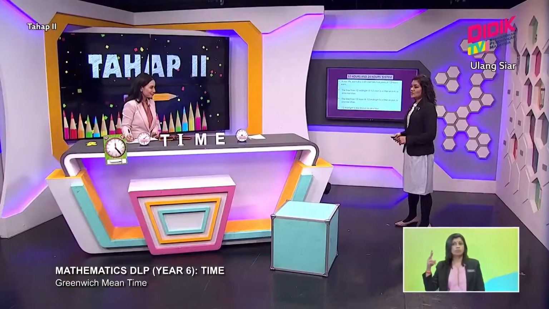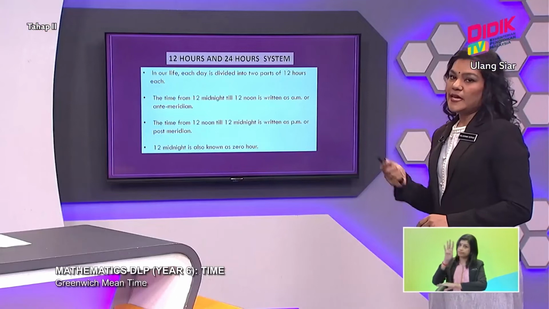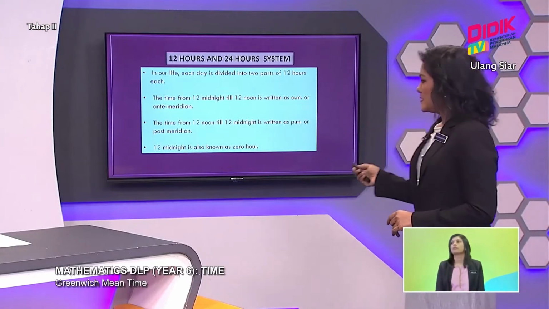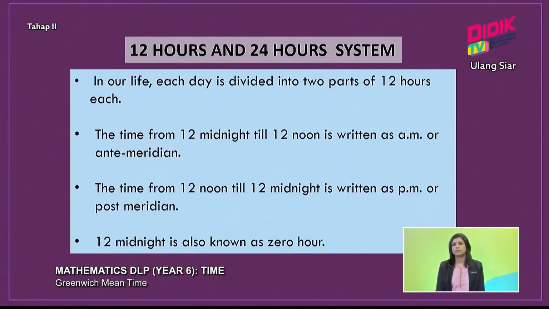Right, teacher? Yes, because in one day we have 24 hours. Okay, as you said, you are right, AM. AM is anti-meridian and PM is post-meridian. In our life, each day is divided into two parts, as you said, 12 hours each. Morning and night, right? Okay.